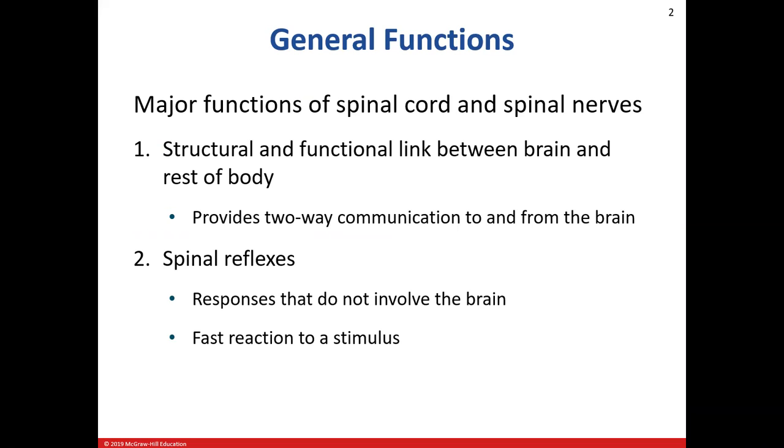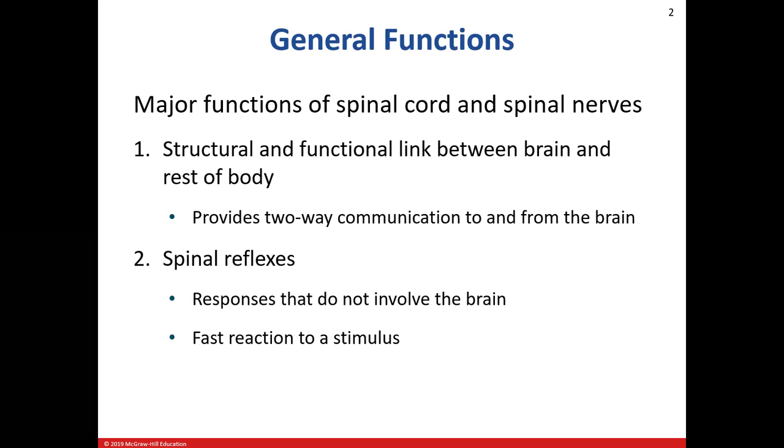And so we'll talk about the neurons and how they interact with each other and where they interact and how many neurons are in certain pathways. But when we look at the spinal cord, we look at some of the major functions of not only the spinal cord, but also the spinal nerves. So when we look at the spinal cord and the spinal nerves, one of the functions is to act as a structural and functional link between the brain and the rest of the body.